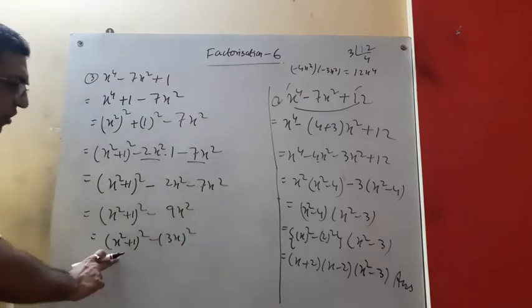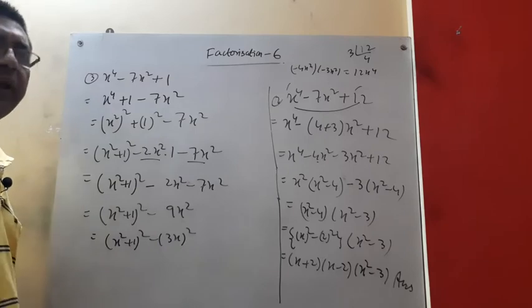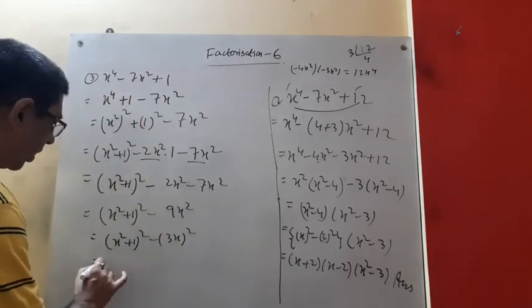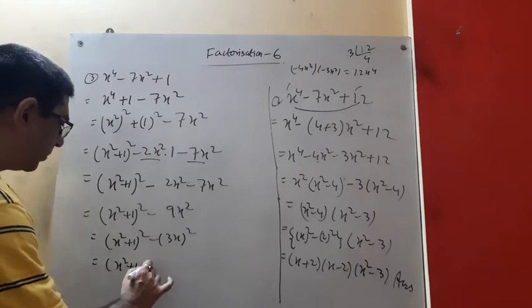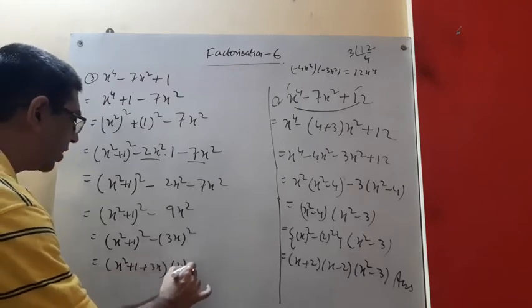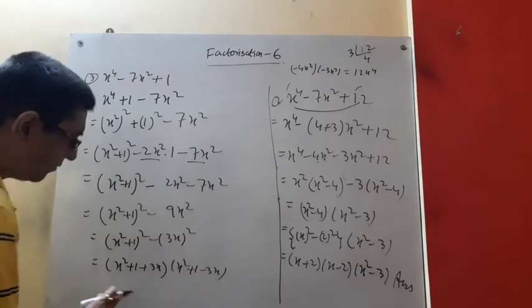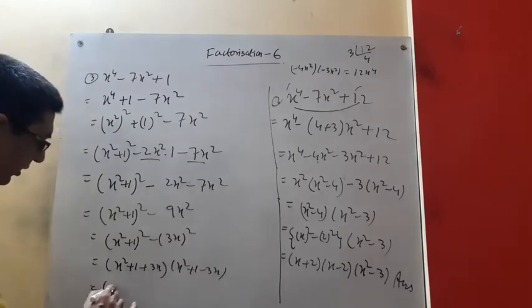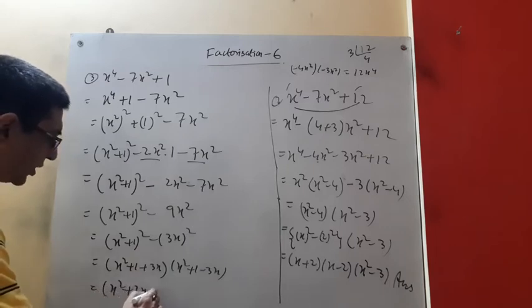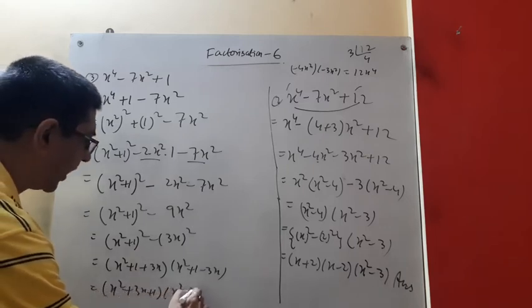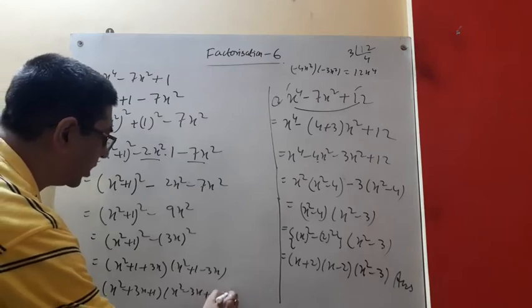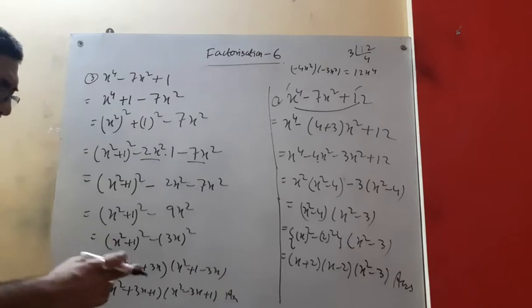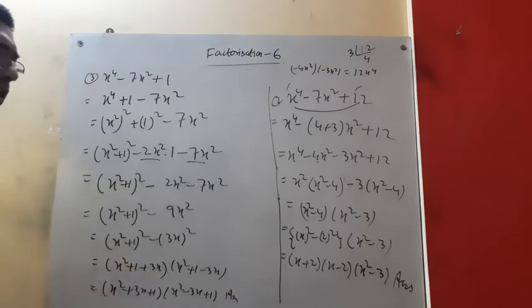So it comes in the form of a square minus b square. That is in the form of difference of two squares, a square minus b square. So what will I do? X square plus 1 plus 3x, then x square plus 1 minus 3x. Sir, should I go for middle term here? No. From 1 we cannot get it. Or we can write this one: x square plus 3x plus 1 into x square minus 3x plus 1. This is the answer. Sir, can we go for middle term? No. From 1 we cannot get 3. So this is the answer.